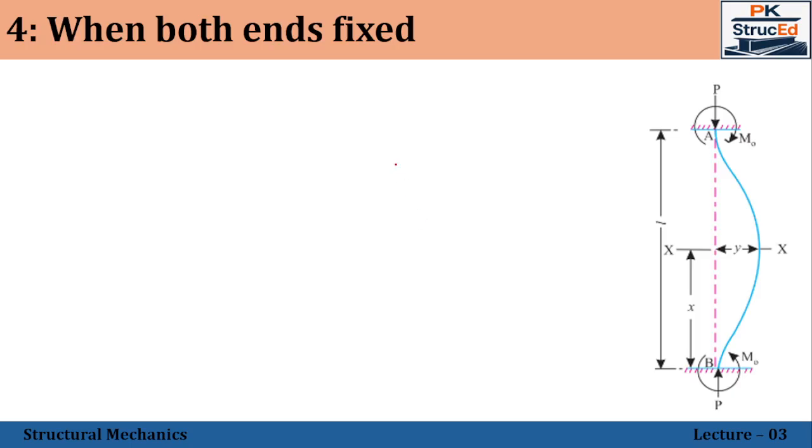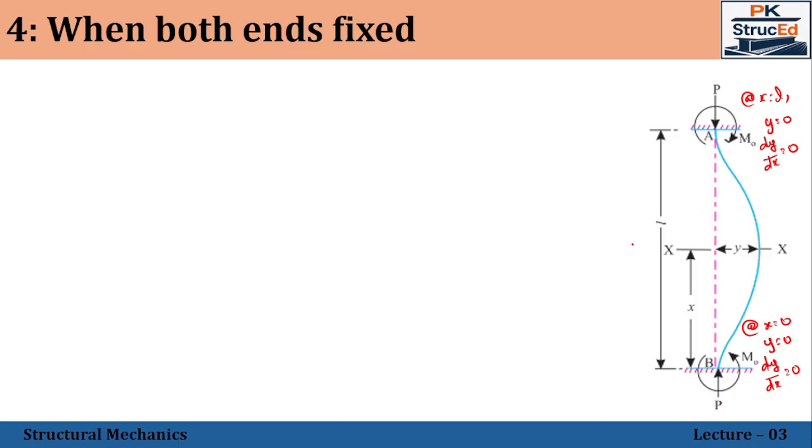Next, the final case is if both the ends are fixed. This is the real-time case in most of the interior columns, wherein both ends, at the top as well as at the bottom, will be fixed. In this case, at x is equal to 0, we will have y is equal to 0 as well as dy by dx is equal to 0. Similarly, at x is equal to L, we will have y is equal to 0 as well as dy by dx, that is, the slope, also equal to 0.